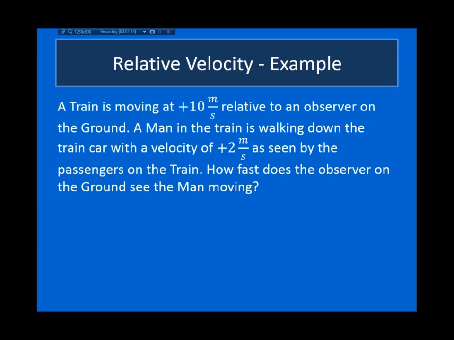So the first example says, a train is moving 10 meters per second as seen by an observer on the ground. A man in the train is walking down the train with a speed of 2 meters per second as seen by the passengers on the train. How fast does the man walking down the train appear to be moving as seen by the observer on the ground?